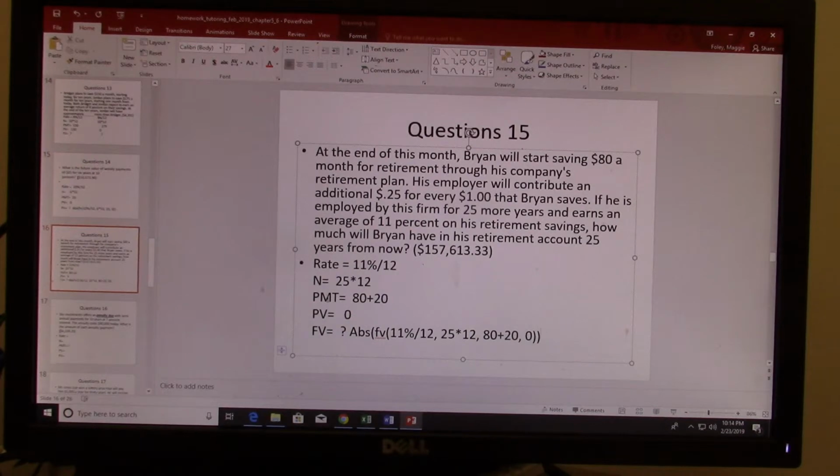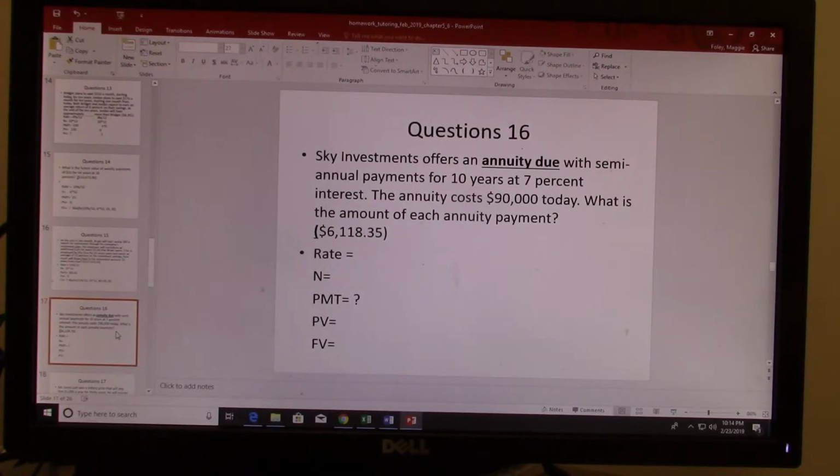Okay, so this should be the function for in Excel. So this is question number 15. Question number 16, annuity due question.